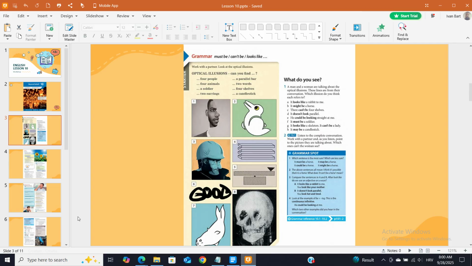10.1 Listen to the complete conversation. Work with a partner and, as you listen, point to the picture they are talking about. Which ones can't the woman see?